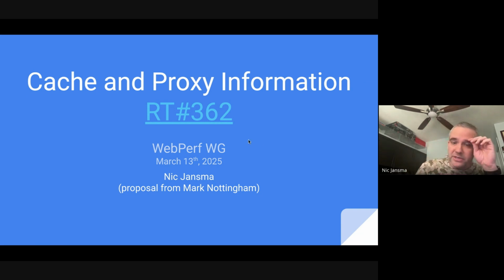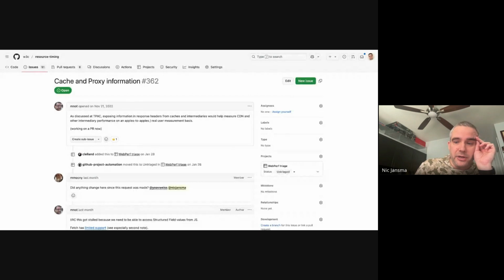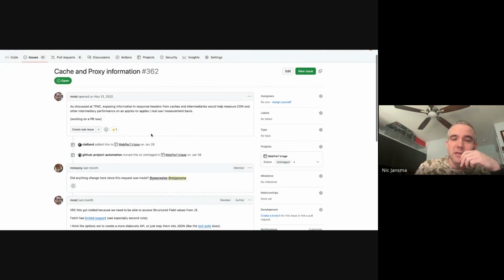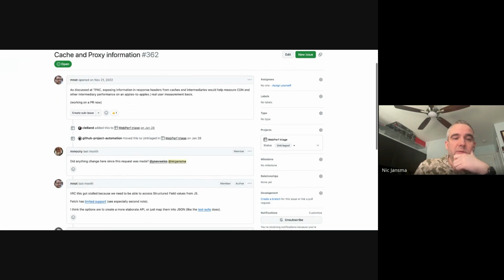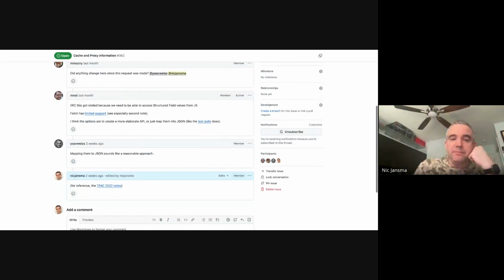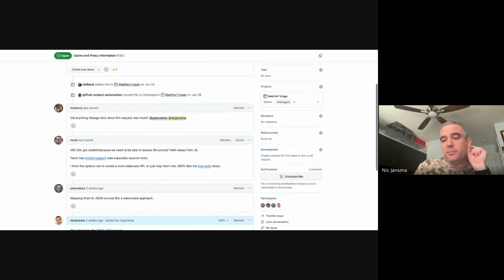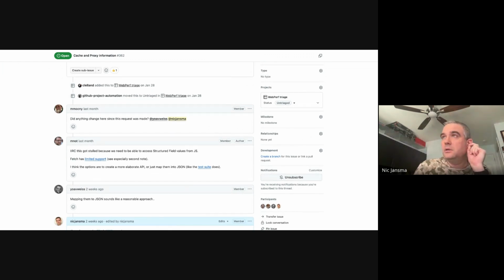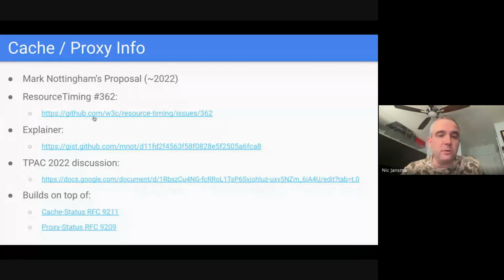So this is in Resource Timing issue number 362. I will just share this tab really quick just so we can see it. Mark Nottingham opened it in 2022. We stalled out a little bit because part of the proposal was dependent on structured fields and HTTP headers and getting that information into JavaScript land. So that was the original issue.